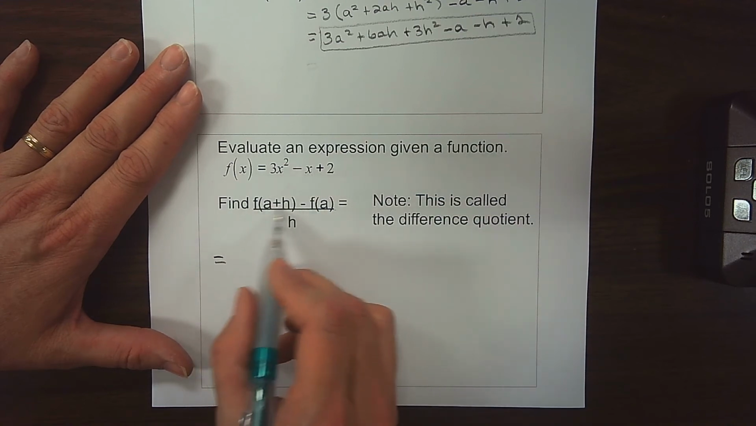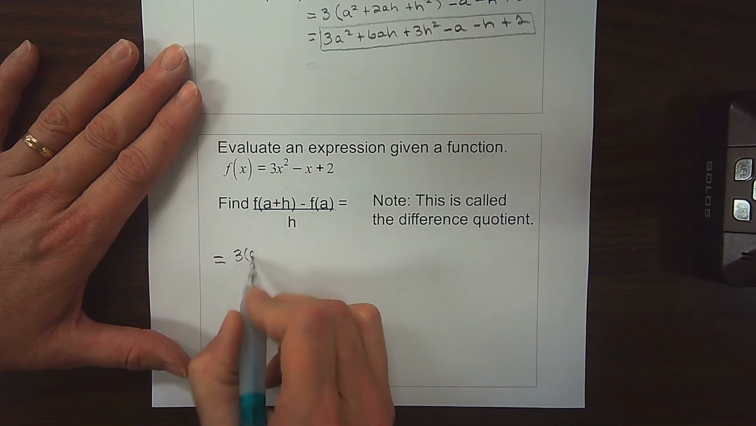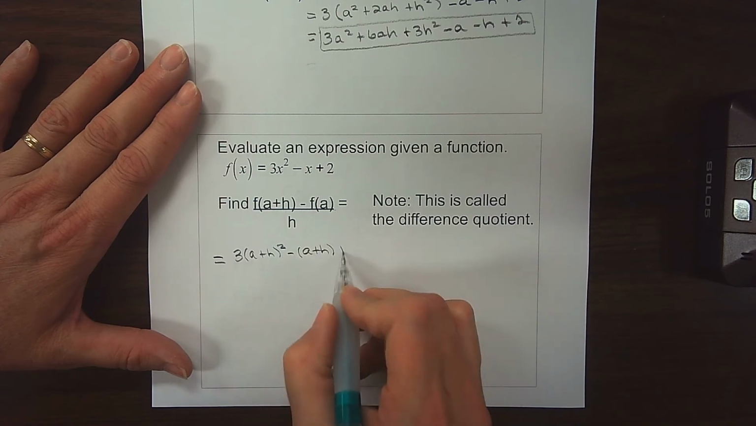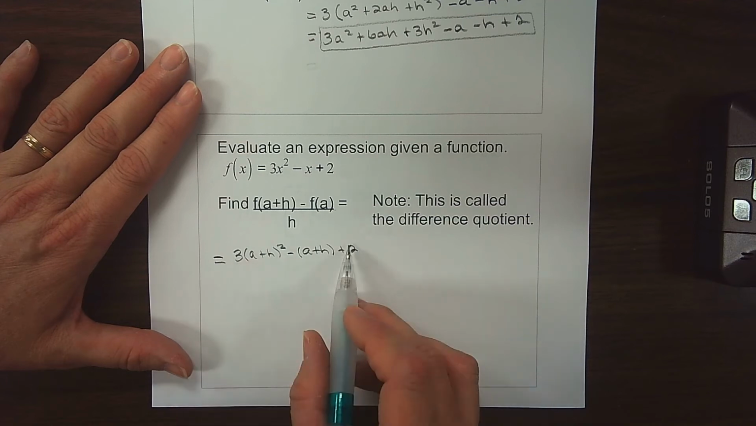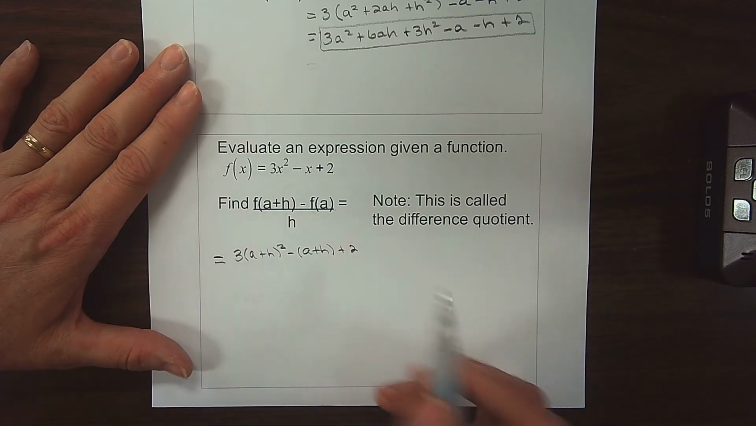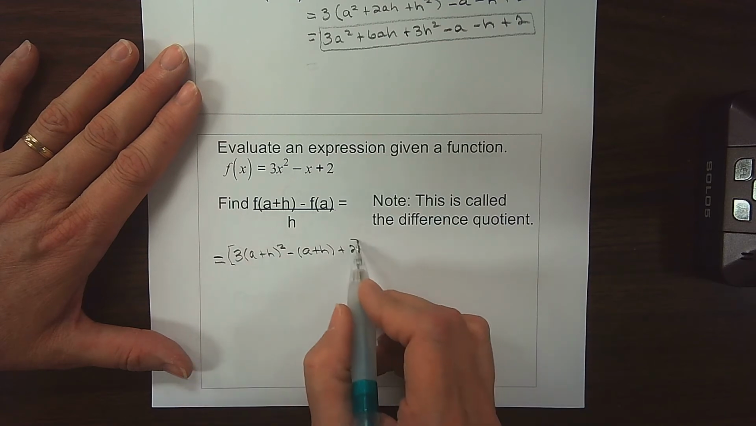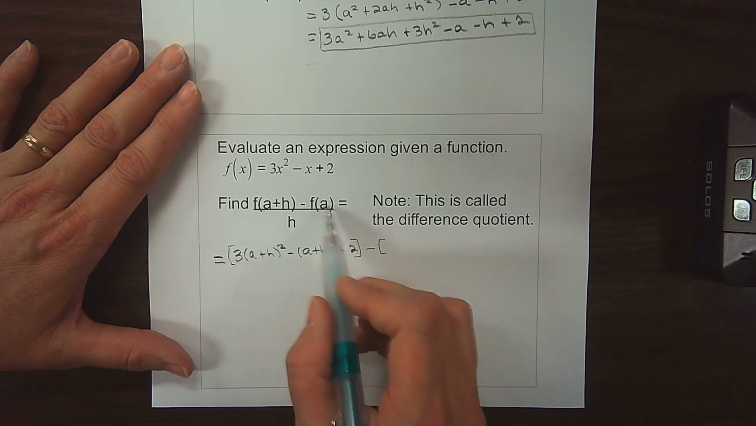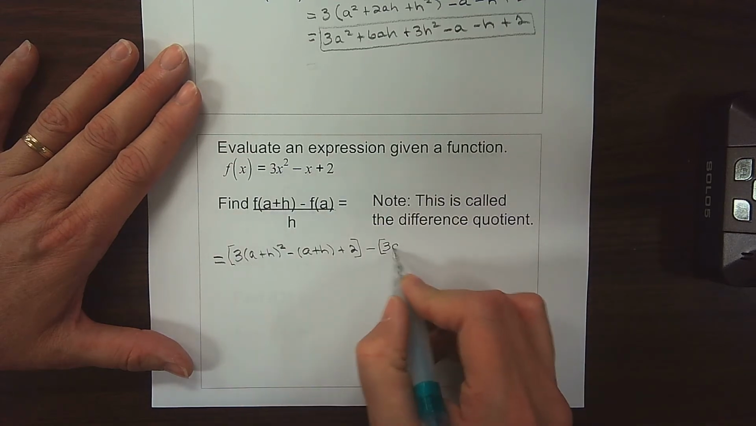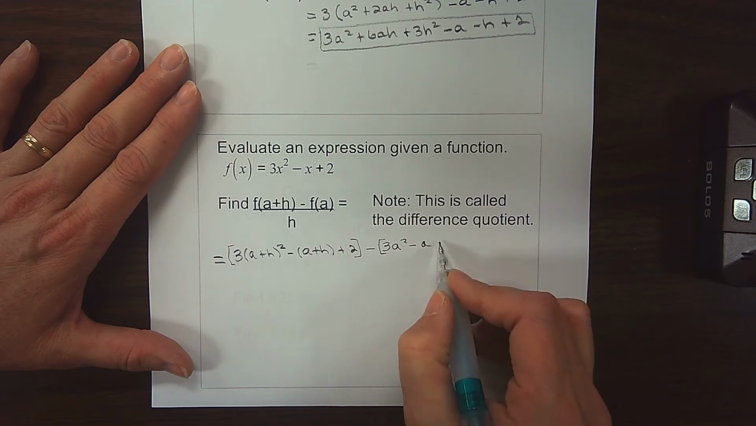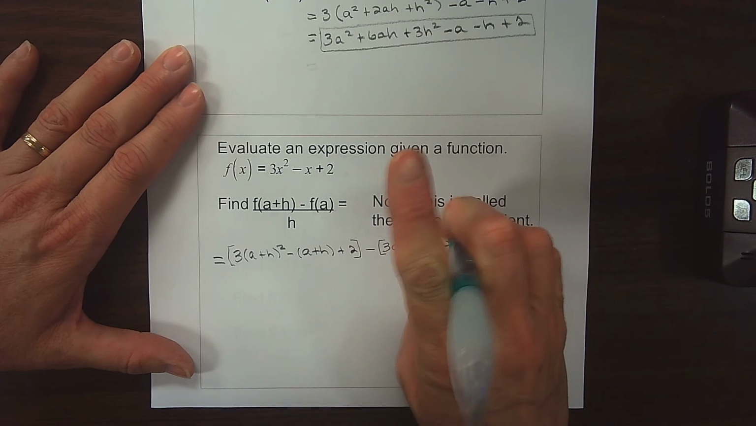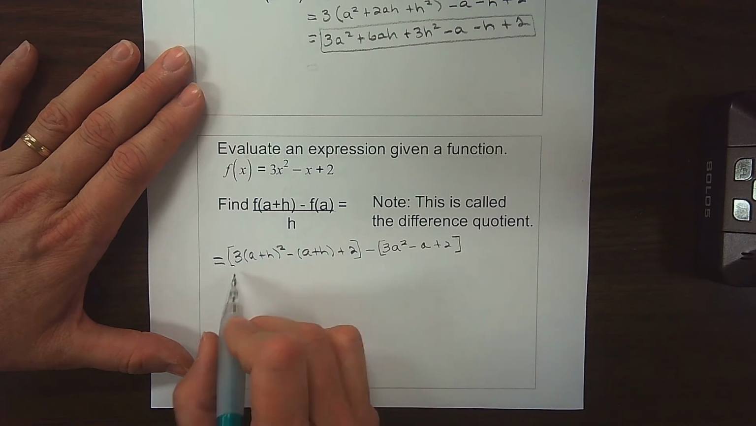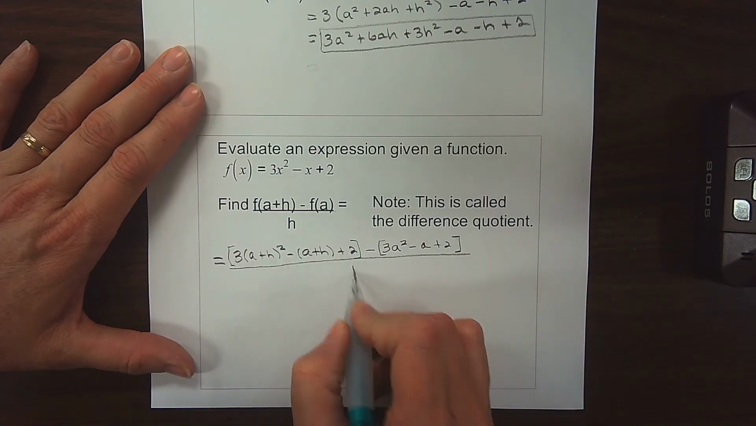So I'm just going to rewrite this part of the expression as 3 times (a plus h) squared minus (a plus h) plus 2. That right there, this piece is all of f of a plus h. But now from that, maybe I'll put it in a bracket here, from that I need to subtract off f of a. And f of a takes this entire expression and puts a everywhere that I see the x. I'm going to make that a bracket. And the whole thing is divided by h.